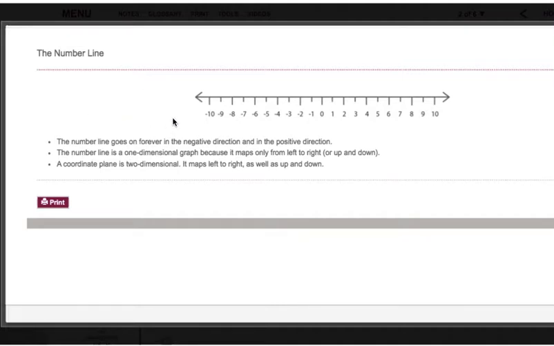The number line goes forever in the negative direction and it goes forever in the positive direction, which is why there are arrows on each end. The number line is a one-dimensional graph because it maps only from left to right. And if we had a vertical number line, it would go up or down. The coordinate plane is two-dimensional. It maps left to right as well as up and down. So if I had another number line and I were to put it right here through the 0, I would then have my coordinate plane.